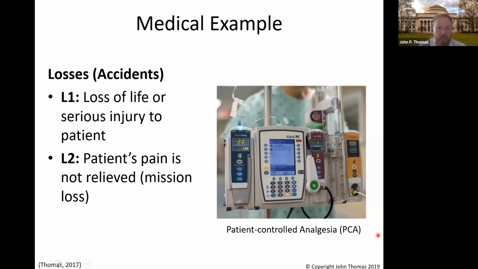What are some losses here? Well, if the patients die, or if they're injured because of this, obviously that's a problem. What about a mission loss? Well, the mission of this thing is to relieve the patient's pain. Does that sound like a loss? Sure it is. If we're causing L2 with this system, then why are we even building it in the first place? Maybe it's not as important as L1, but we can identify the causes of these losses as well.